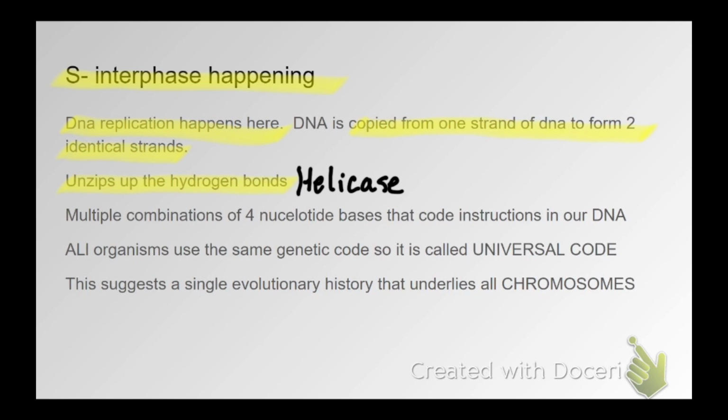Helicase is an enzyme, which is why we started this week with our enzyme foldable, so you can understand how those things work. Again, multiple combinations of the 4 nucleotide bases code the instructions in our DNA. All organisms use the same genetic code, so the genetic code is a universal code.